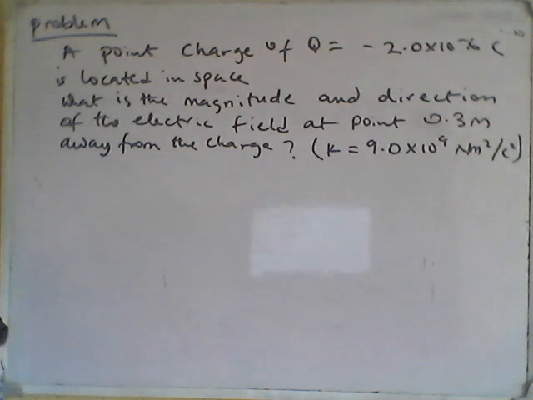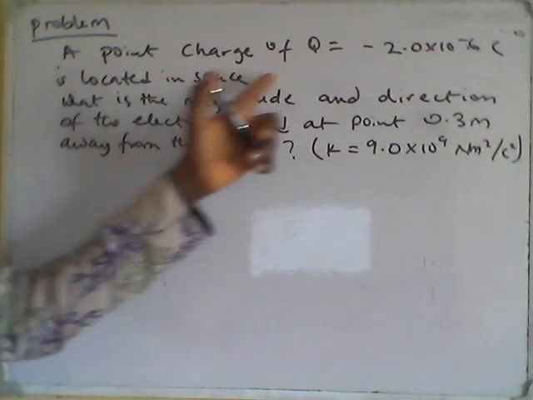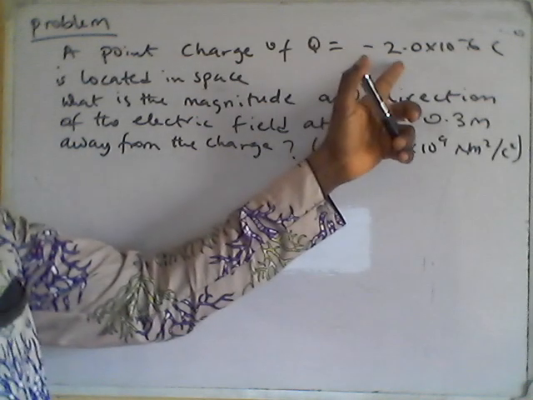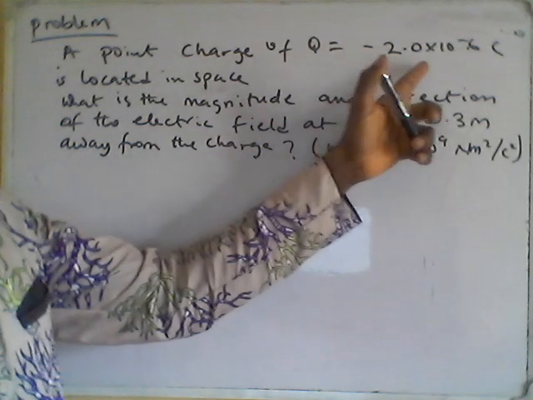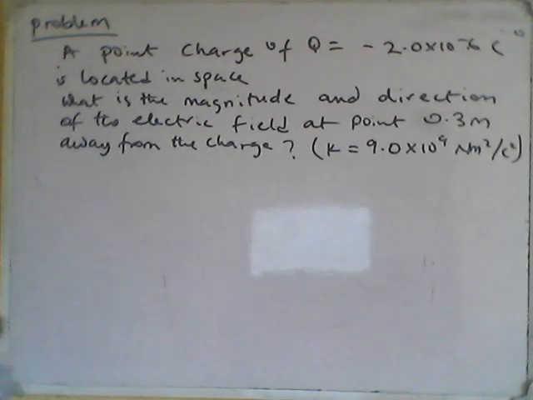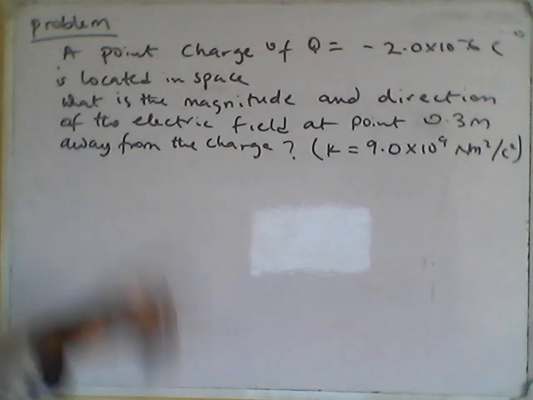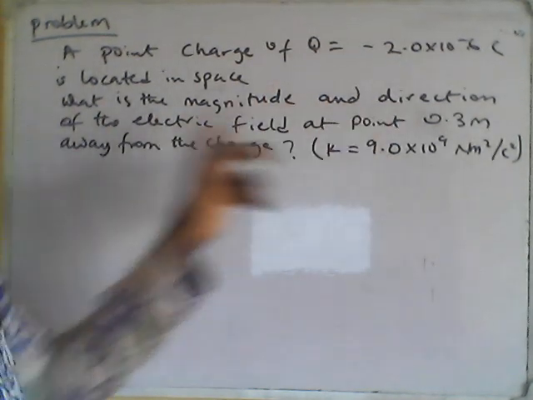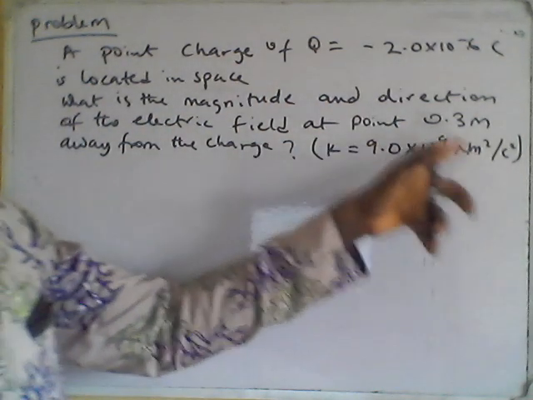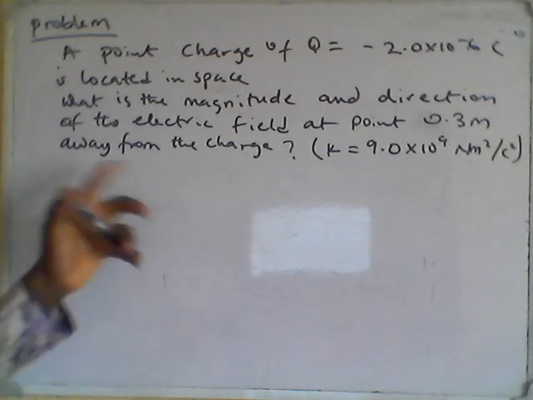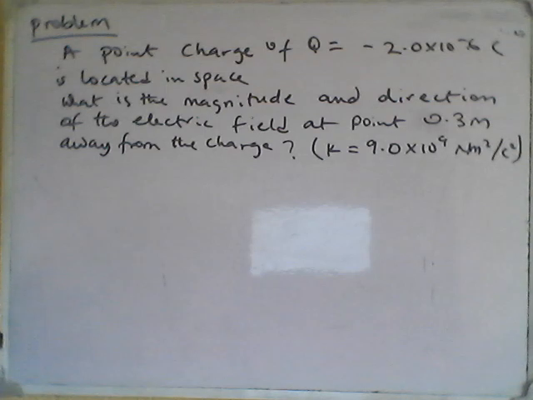Okay, so I have a question on the board that is on electric field. It says a point charge of Q equals minus 2.0 times 10 to the power minus 6 Coulomb is located in space. What is the magnitude and direction of the electric field at a point 0.3 meters away from the charge? So take K as this.